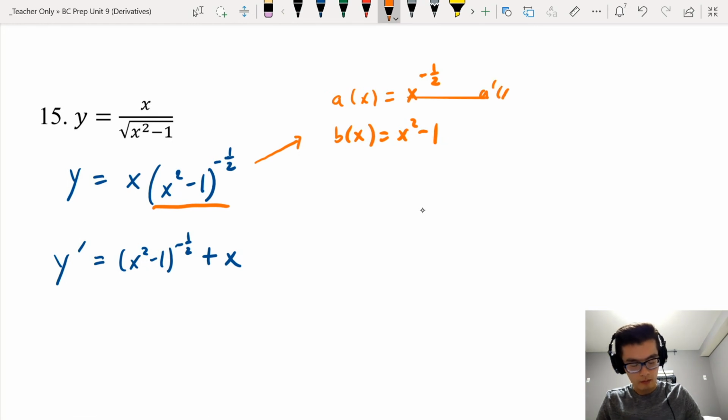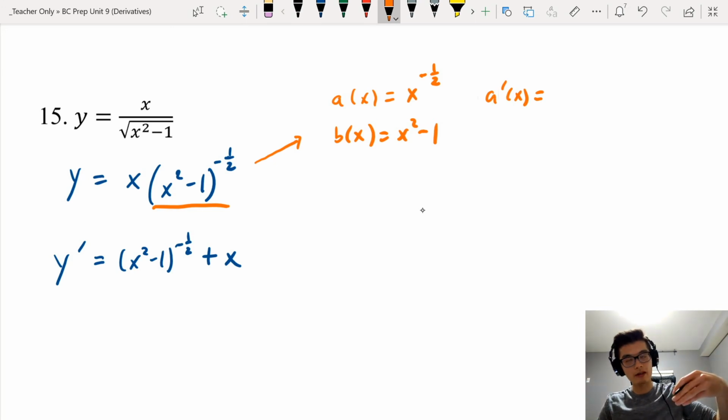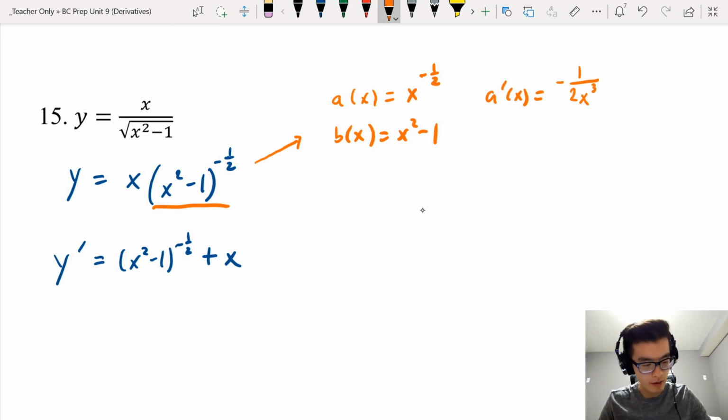So, what on earth happened there? Okay, a prime of x is equal to, pull the negative 1/2 down, and then you're going to subtract 1, so it's negative 3/2. So that means, do some quick math here, that's going to be negative 1 over 2x to the 3/2. Do I want to write it as a rational? Let's be consistent for now. We'll deal with the rational later. Since we're putting in the exponent at this point, might as well be consistent with that. And then b of x, we get that.